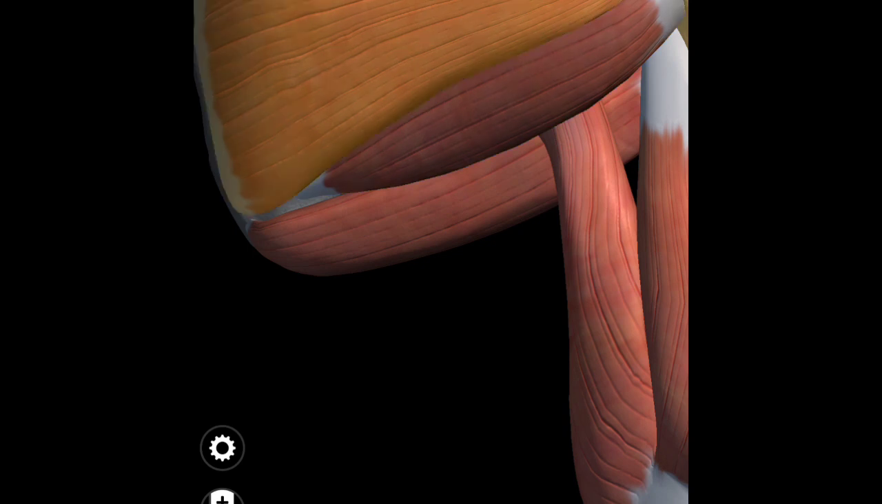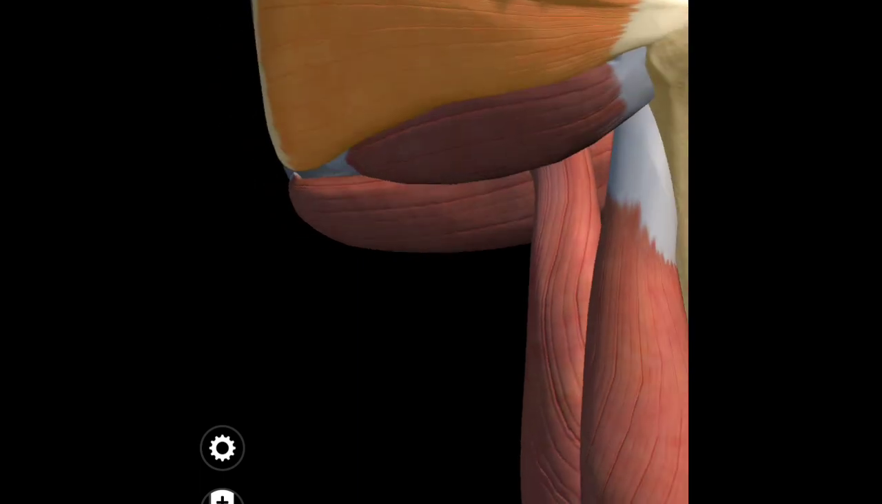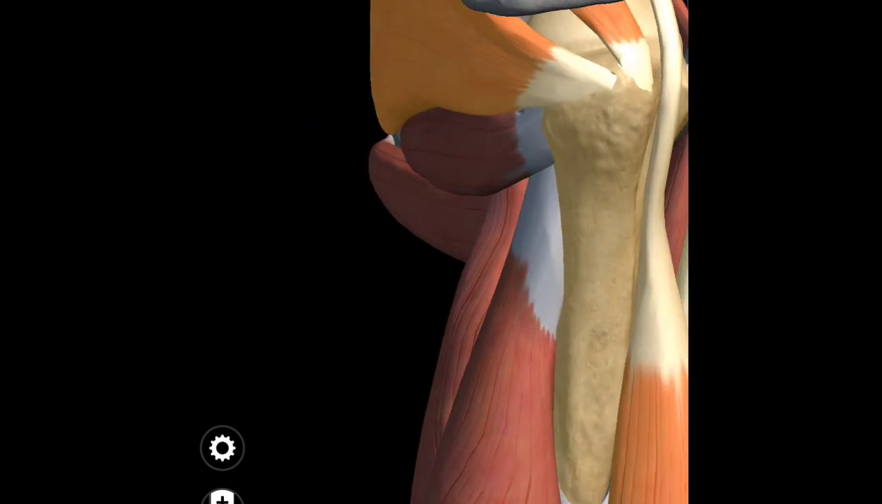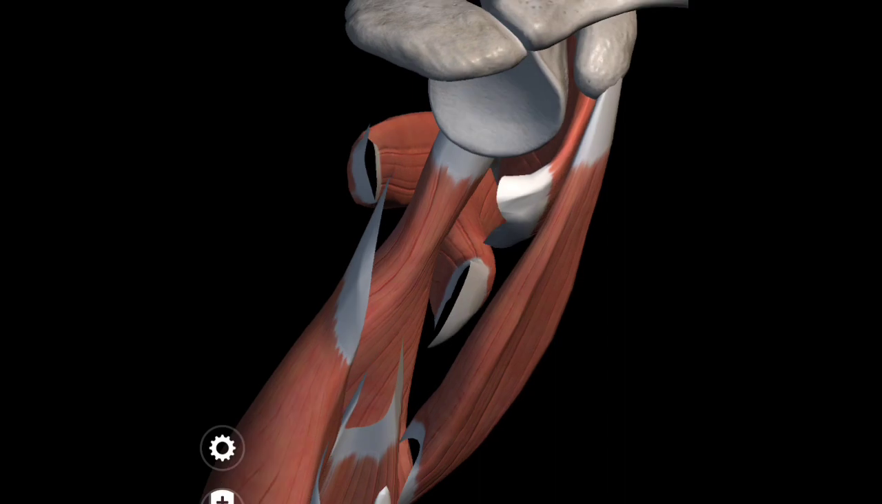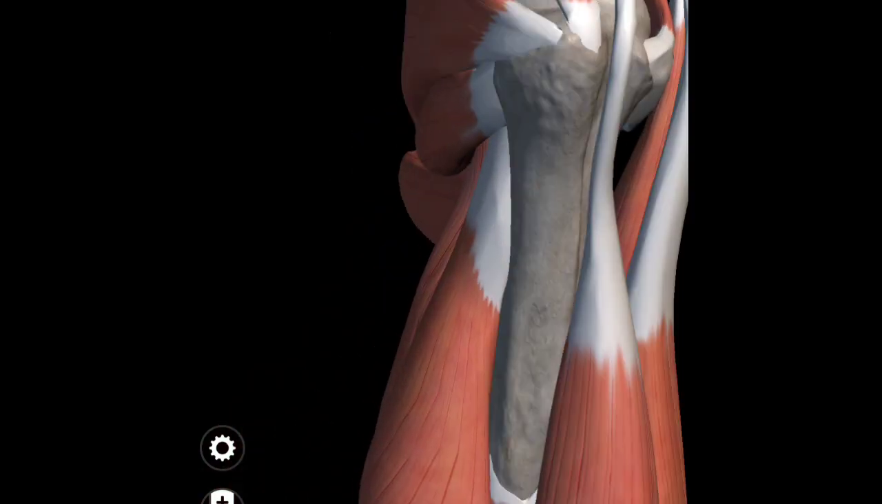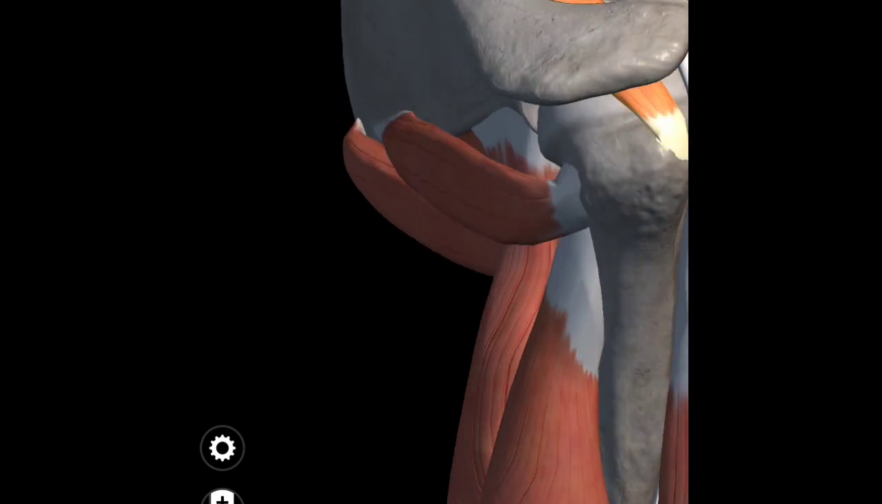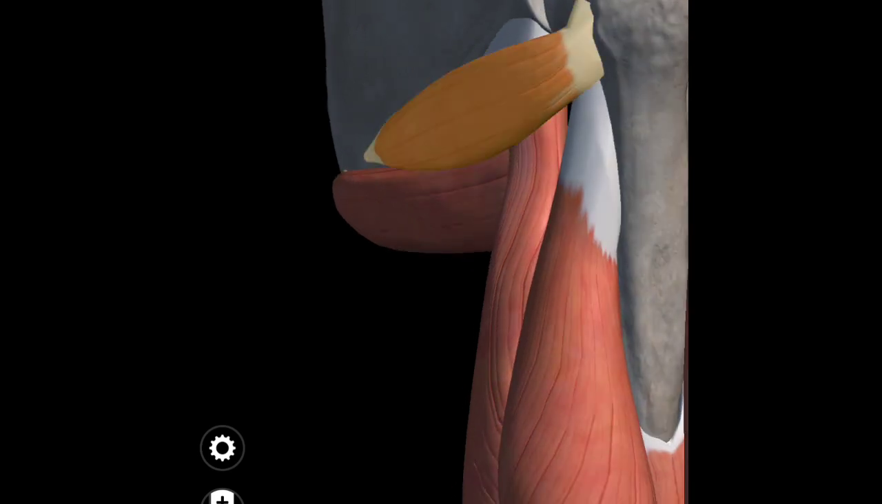Okay, now remove this. Now just click here. Infraspinatus and supraspinatus are supplied by the suprascapular nerve, and teres minor is supplied by the axillary nerve.